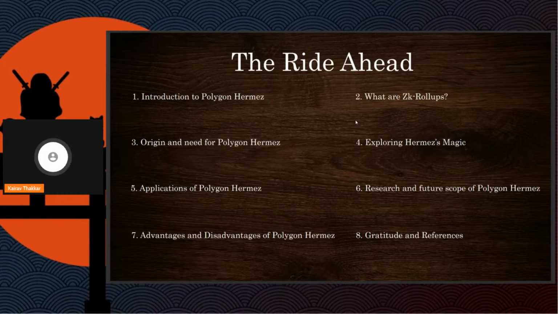Then going forward, the research and future scope of Polygon Hermez. Then the advantages and disadvantages of Polygon Hermez, and finally, gratitude and references to the Dōjō team and relevant articles that I used to prepare for this workshop.